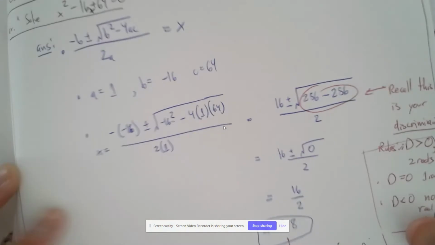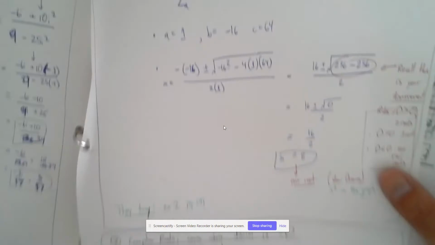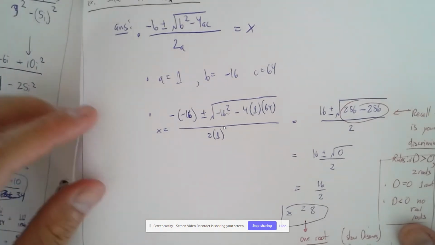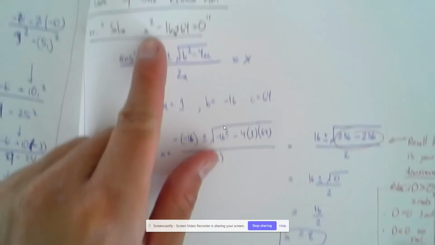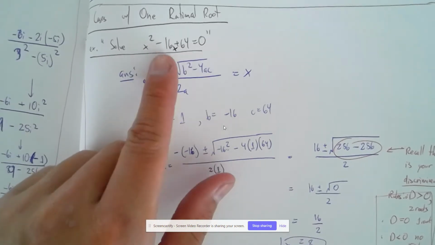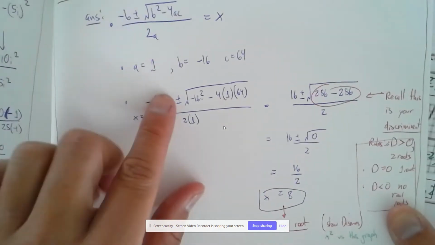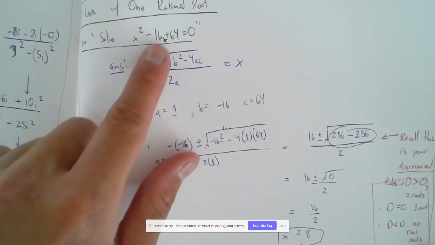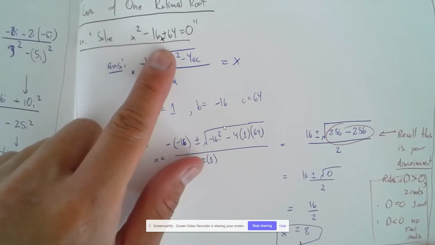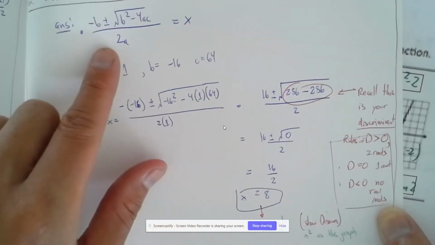The notes that I projected might not look exactly like this, but it's the same problem. It was solve x squared minus 16x plus 64. I think technically yours was x squared minus 16x equals negative 64, but it would come out the same way. Eventually you would have to make your equation look exactly like this anyways, because you had to move the 64 over here. Then we used the quadratic formula.